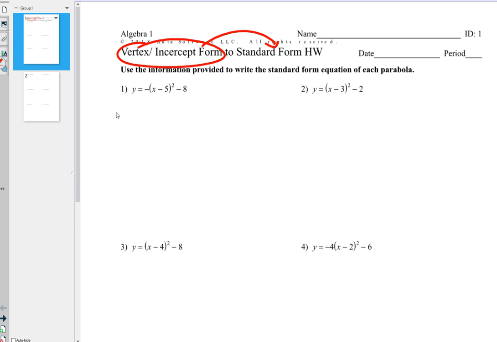If you want to think of it another way, if you were with me before, what were the three key values we would identify in vertex form? A, H, and K. We learned to identify H and K. And we're going to learn how to take that and turn it into what were the three key values for standard form. A, B, and C. All right. All we're really going to do is simplify.